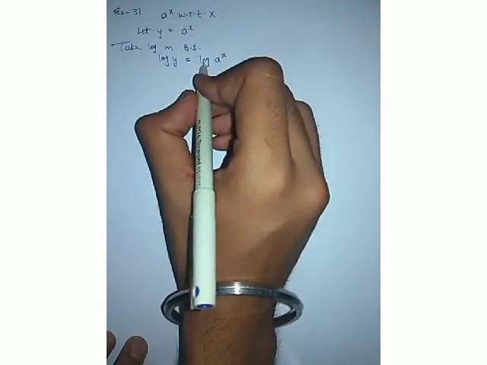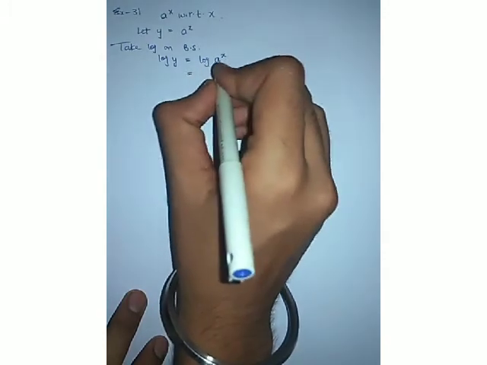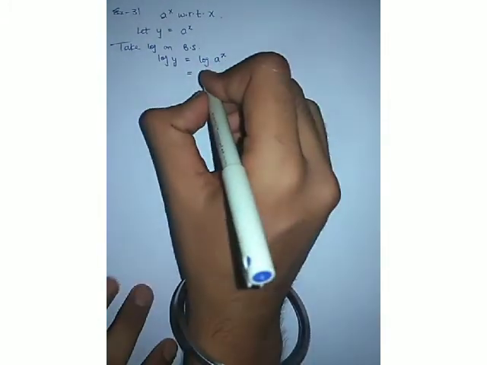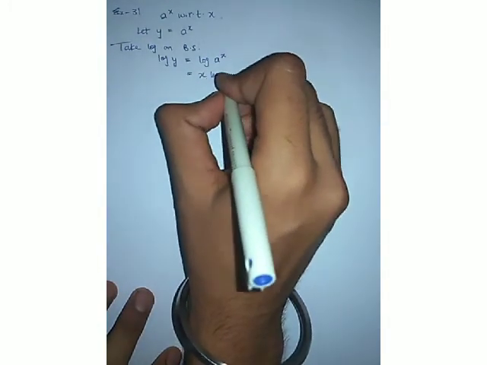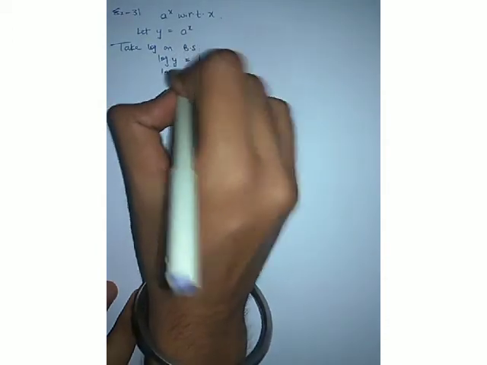Clear? Now it's log m raised to power n. So you will get log m raised to power n. What is it equal to? n log m. So x log a. Now it's simplified a bit. Now there is nothing to be simplified more.